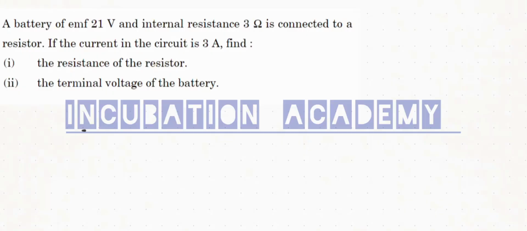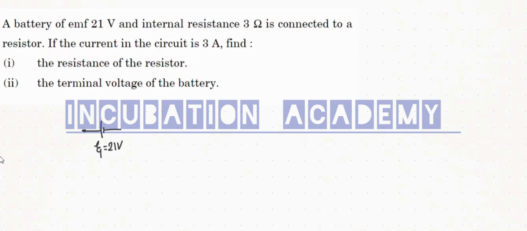Welcome everyone. The question shown on the screen is from the CBSE 2026 physics question paper. It is a 2 marks question. A battery of EMF 21 volt, so we can say this is the battery and its EMF is 21 volt, and an internal resistance 3 ohm is connected to the resistor.